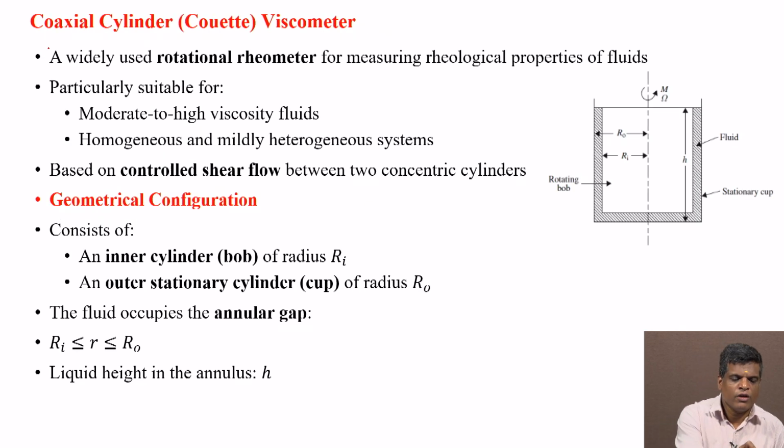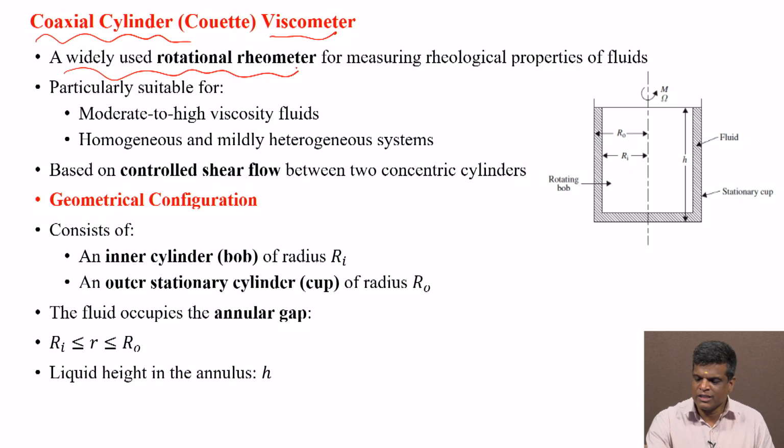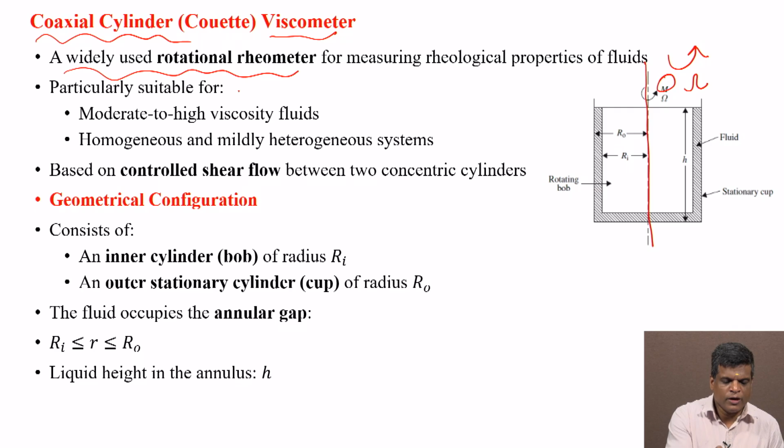The second is the coaxial cylinder viscometer. It is a widely used rotational rheometer. You can see the diagram here, with M, the torque, and the angular velocity. It is particularly suitable for moderate to high viscosity fluids. Of course, we can use it for homogeneous fluids, and sometimes for heterogeneous ones, but they should be only very slightly heterogeneous.